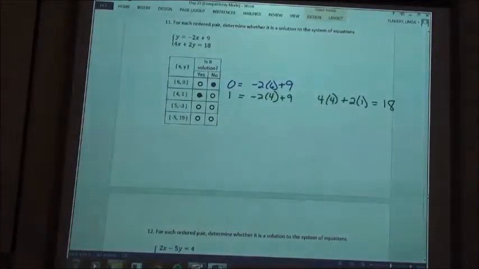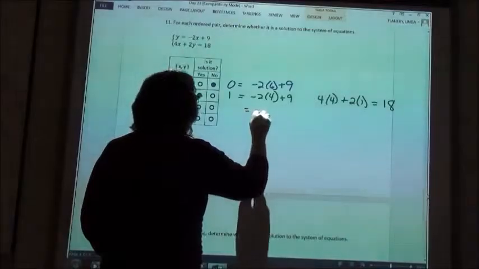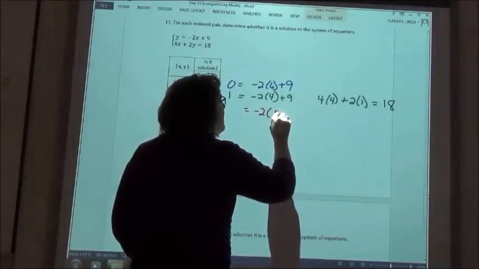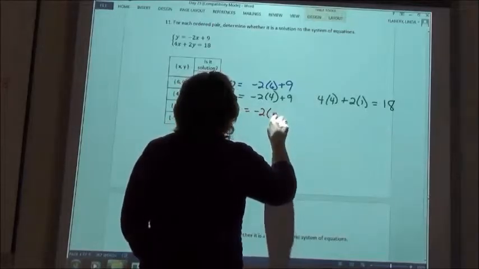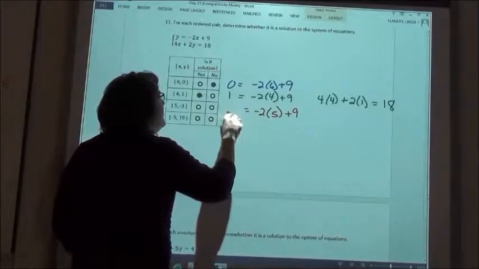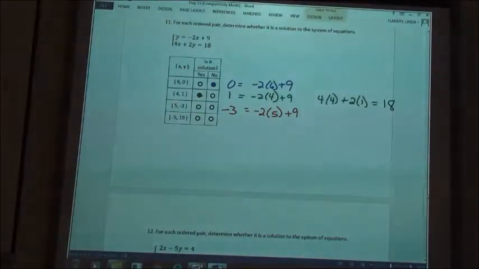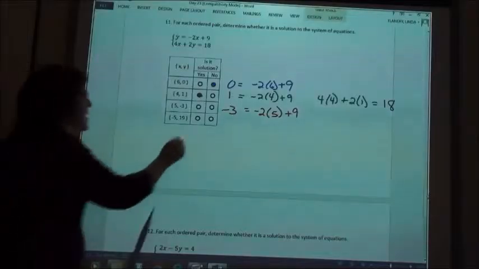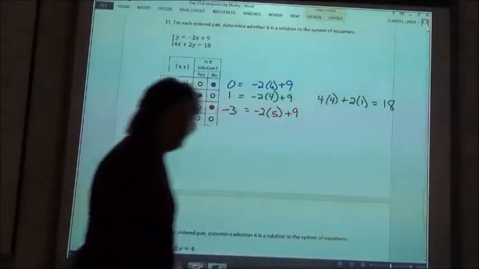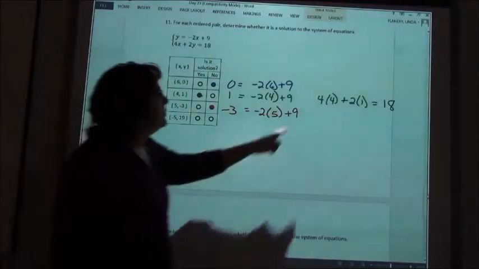So now we check the third point. So on the third point, negative 2 times what number? 5. 5 plus 9. Does that equal the minus 3 of our point? 1, no. Nope, so we can just say no.